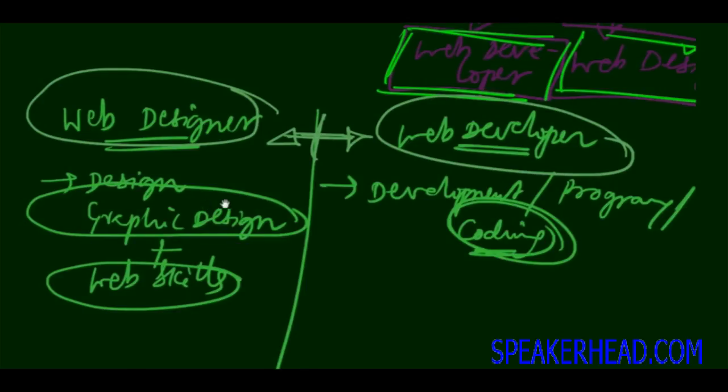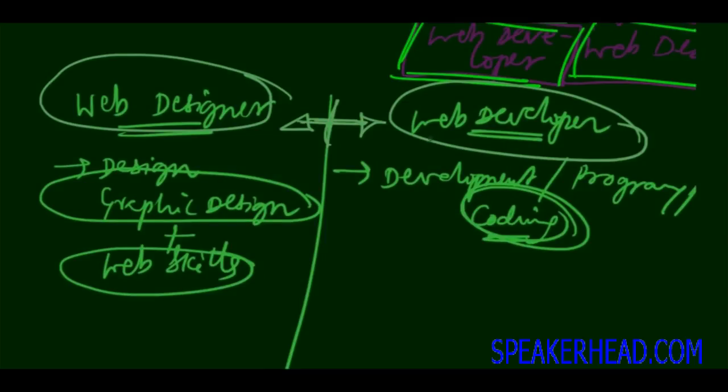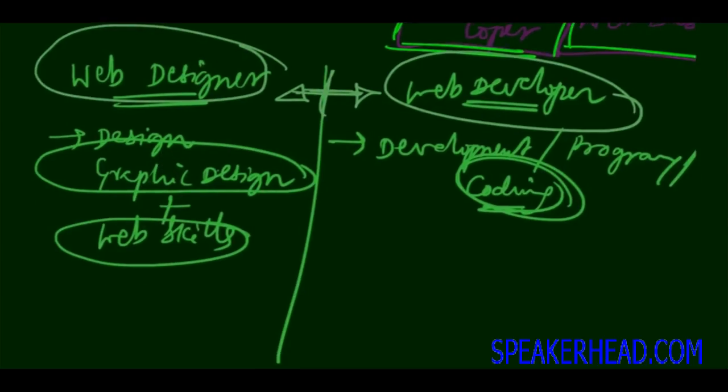So what skills are required to become a web designer? What skills are required to become a web developer? They are entirely different. First, you need to understand that a web designer needs graphic designing skills and some web skills. A web developer needs entirely different skills, mostly coding skills. What does he have to learn? A web designer has to learn, as already told, graphic designing software: Photoshop, Illustrator.